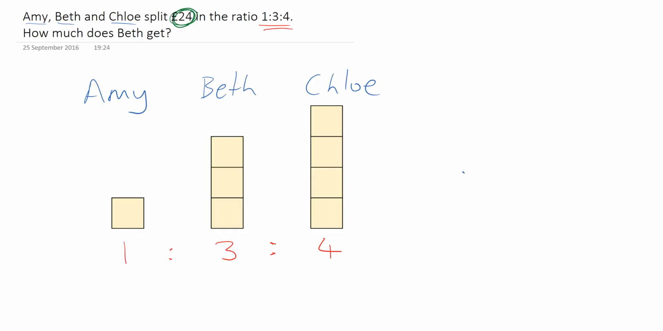Okay, and now we can look at the amount. I want to divide £24 equally between the total number of boxes. So in this case, 1, 2, 3, 4, 5, 6, 7, 8. Or alternatively, you could just add the 3 parts of the ratio up. But either way, we're going to do £24 divided by 8. Now that tells me that every single one of these yellow boxes here is worth £3. So just as before, I can draw in £3 into each one.